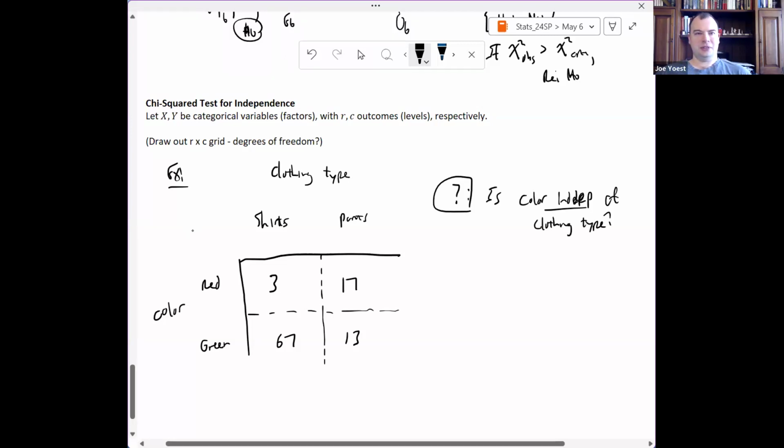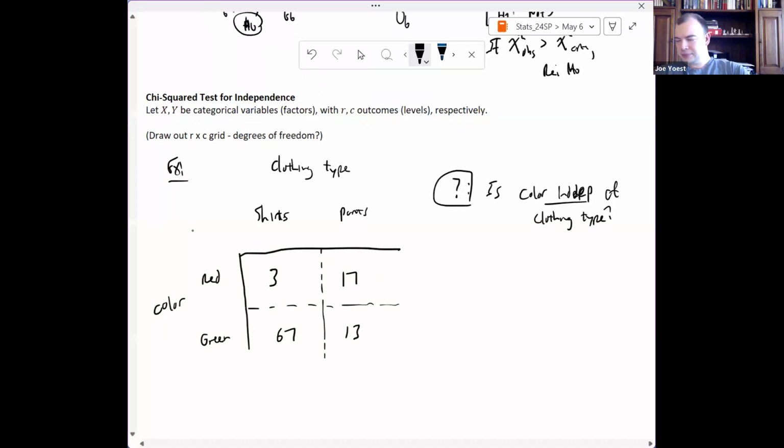Do I think that a person is as likely to choose red versus green for shirts as they are for pants? Or do I think that, given that a person is picking out a shirt, they're more likely to choose one color than if they're picking out pants, they're maybe more likely to choose a different color? Do I think that the probability of one color versus another conditioned on the type of clothing changes? Or do I think that's just consistent across the board? That's the question we're trying to get at here.